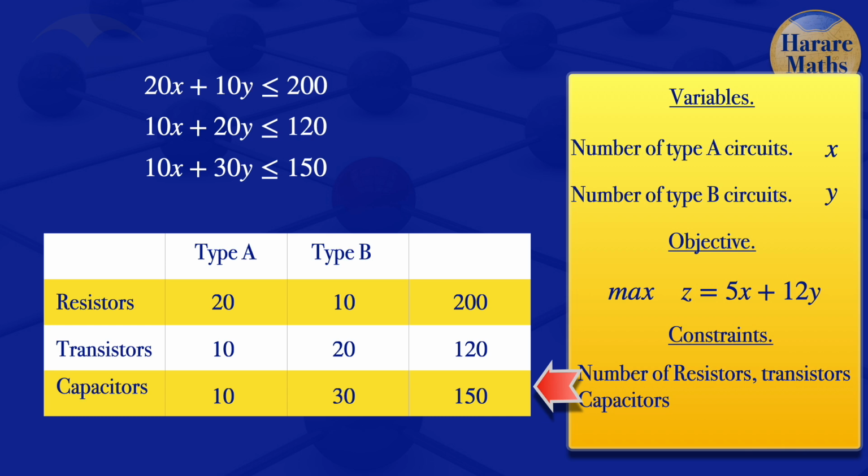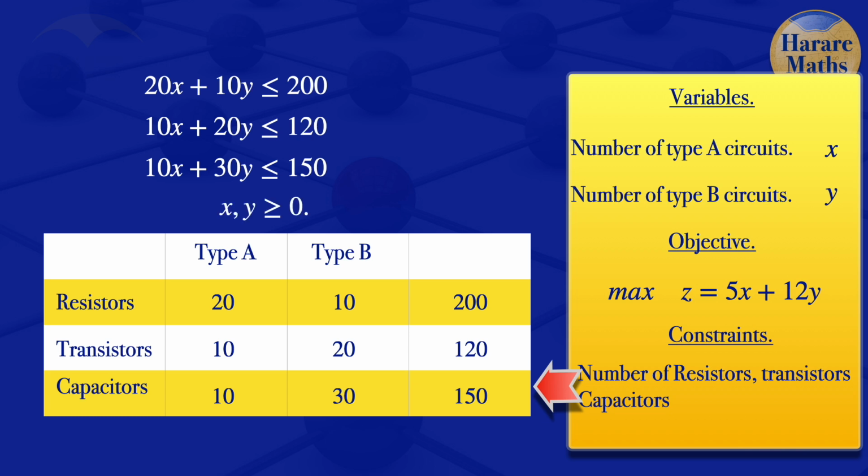But there is one more constraint that we should consider. We are counting here. These are number of physical things. A number of type A circuits is x. Number of type B circuits is y. When we are counting physical things, we don't go to the negatives. So to make sure that the x and y are non-negative, we have to write the constraint that x and y are greater than or equals to 0.